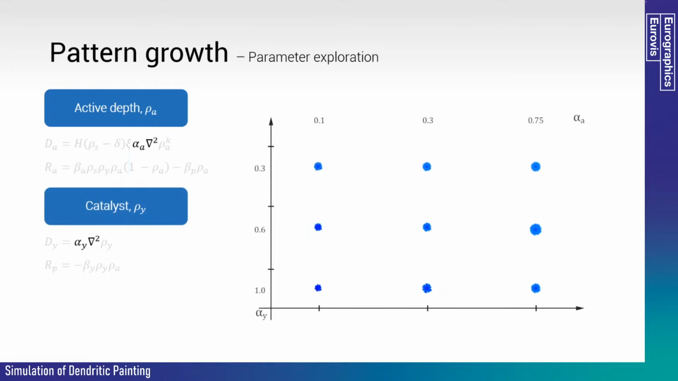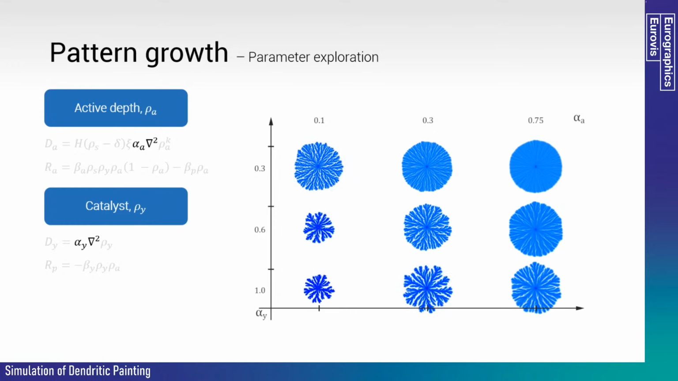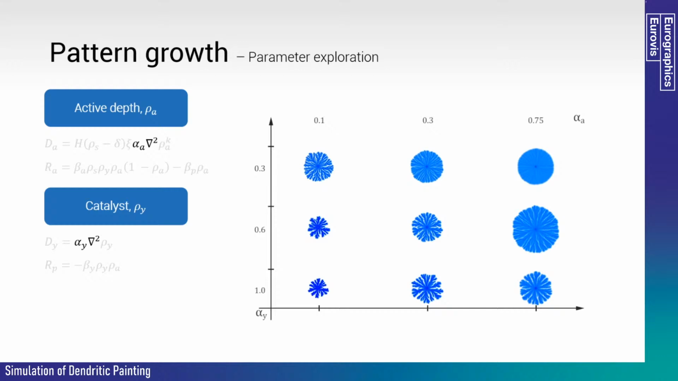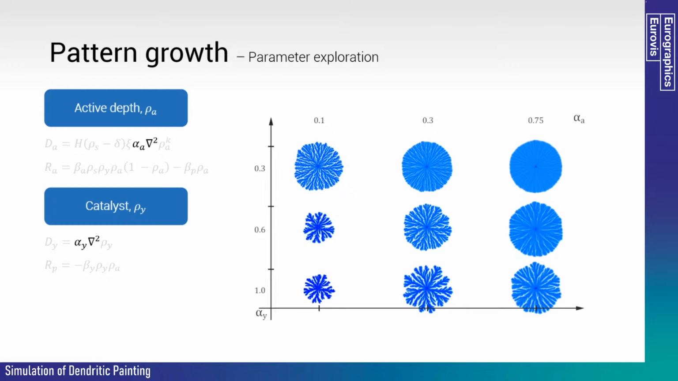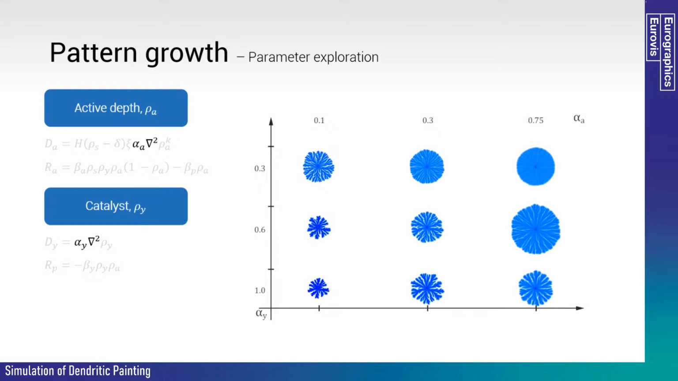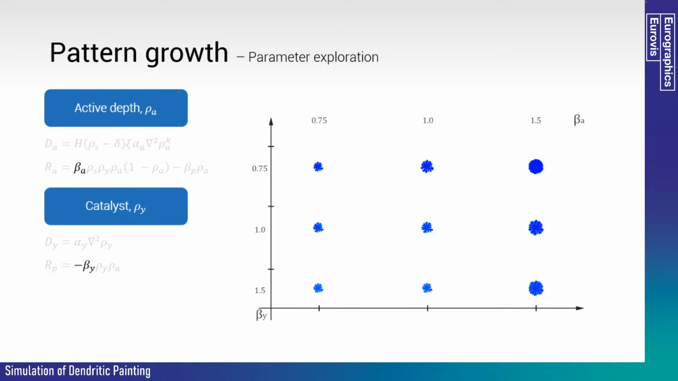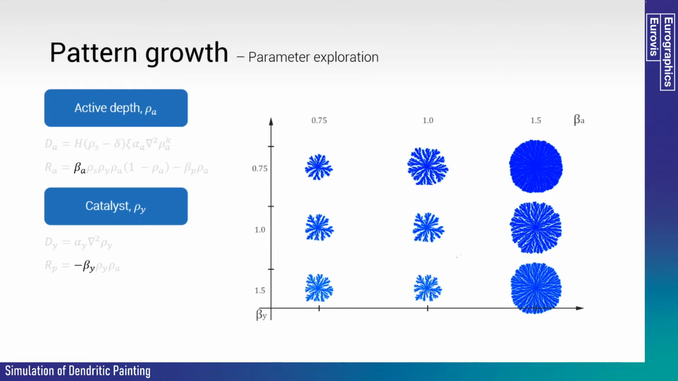Finally, we are going to analyze the diffusion and reaction coefficients that control how strong the diffusion and reaction terms are, and how they affect the overall shape of the pattern. Starting with the diffusion coefficients, we can see how increasing the active pattern alpha strongly affects the thickness and sharpness of the pattern branches, with smaller values leading to thinner and sharper branches, while increasing the catalyst alpha reduces the gap between branches. On the other hand, the reaction coefficient parameters mainly affect the speed of growth and the gap between branches.